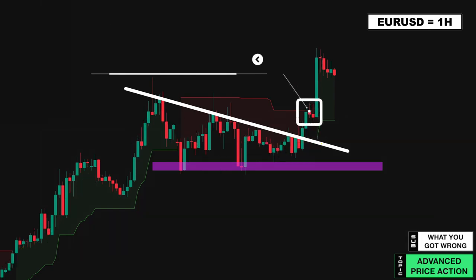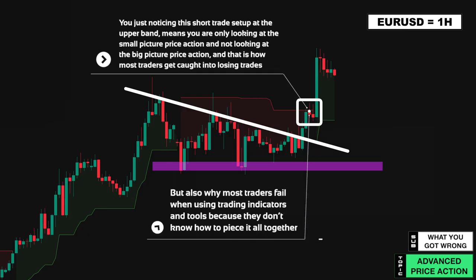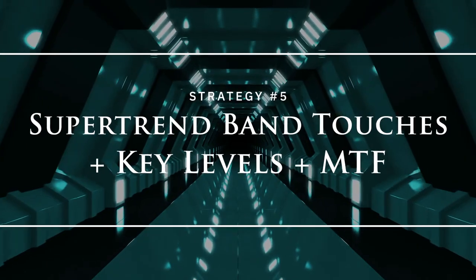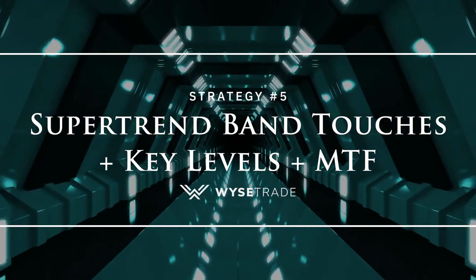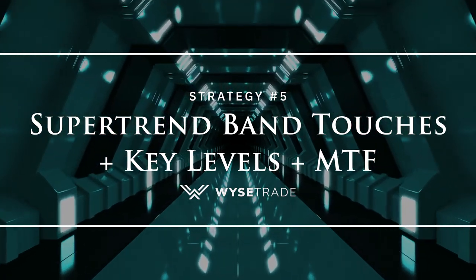You just noticing this short trade setup at the upper band means you are only looking at the small picture price action and not looking at the big picture price action. And that is how most traders get caught into losing trades. But also why most traders fail when using trading indicators and tools, because they don't know how to piece it all together. Let's now take this all up a notch and get into super trend band touches with key levels, combined with the usage of multi-time frames.